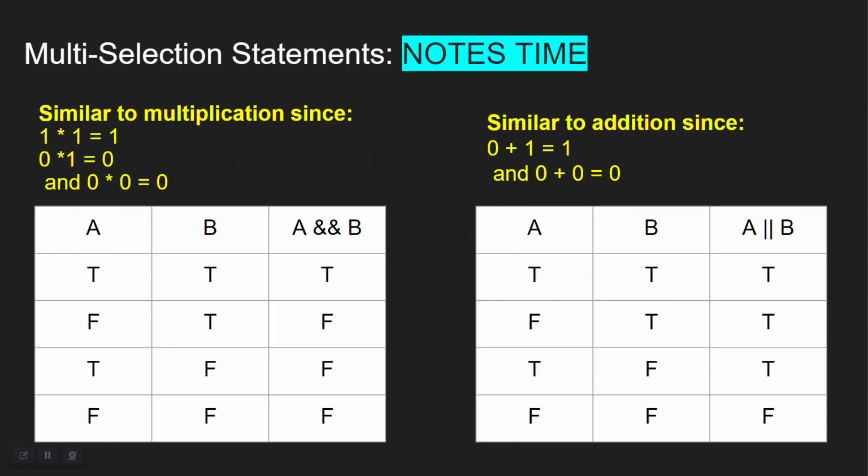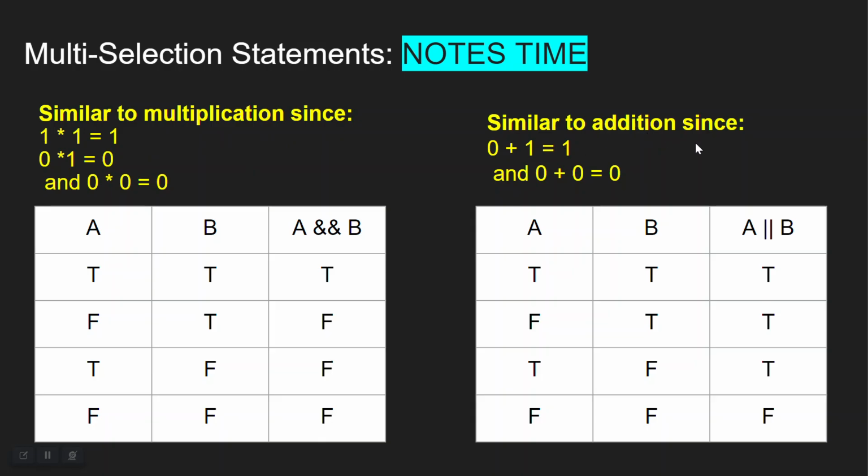Now, there's one thing that's important to note here: A AND B is similar to multiplication. Since 1 times 1 is 1, just like true and true is true. But then 0 times 1 is 0, and that's similar to false and true is false, true and false is false. And then, of course, 0 times 0 is also 0, and false and false is also going to be false. So associate an AND condition with multiplication.